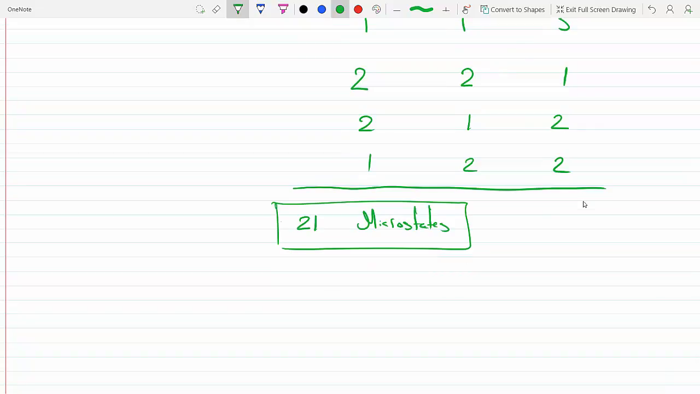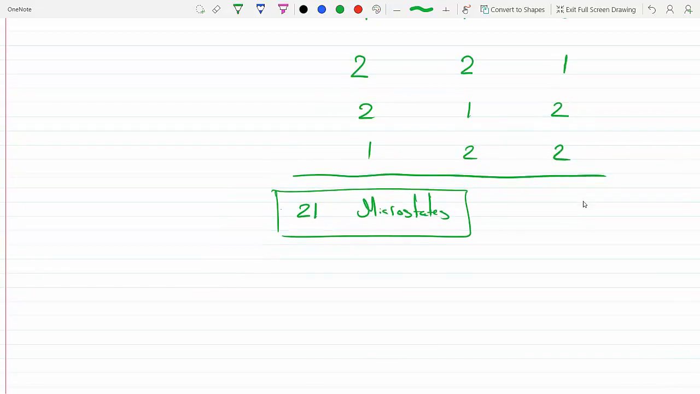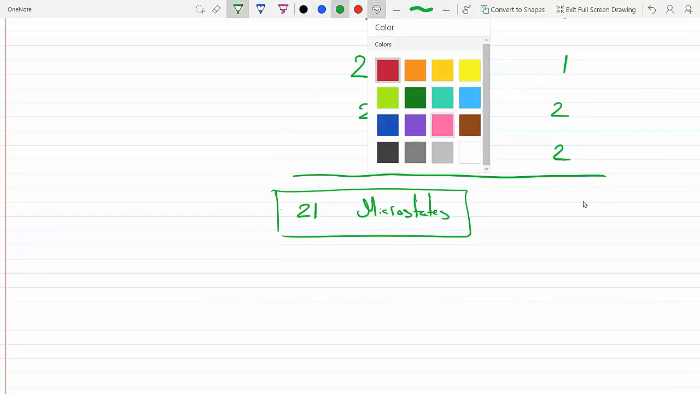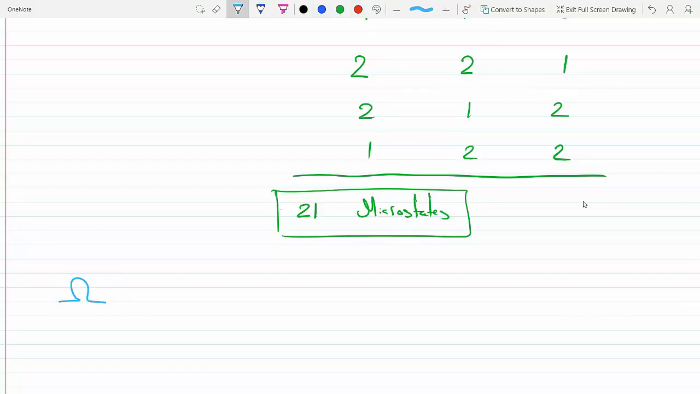Okay, and then if we apply the formula here, we get N, Q, this is 3 comma 5, so this will be 8 minus 1, 7 factorial, divided by Q factorial, which is 5 factorial, times n minus 1, 2 factorial. Okay, and then if you do the math, you indeed get 21 microstates here. Okay, so this is part B. Part C.